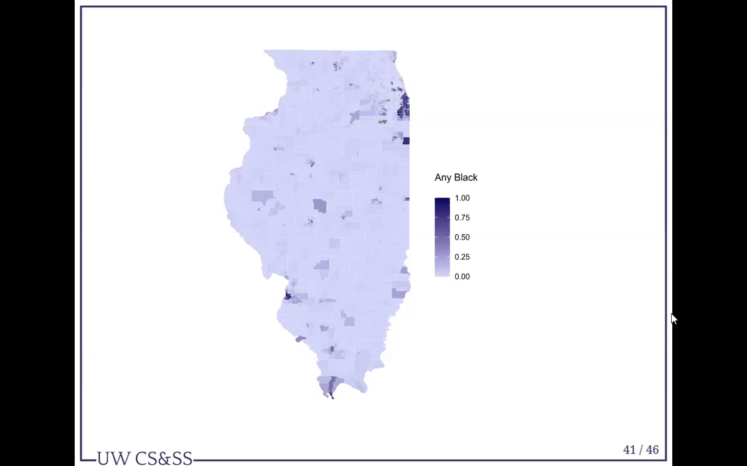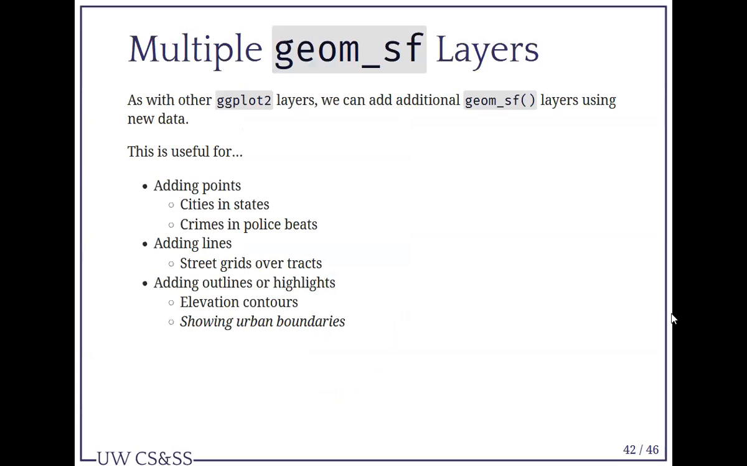And it seems pretty clear here that probably for reasons of the Great Migration, there's a lot of Black folks who are clustered in cities in Illinois. But what if we could verify that sense that we're getting? For instance, if we don't really know where any of the cities are in Illinois. One thing we could use is multiple geom_sf layers.